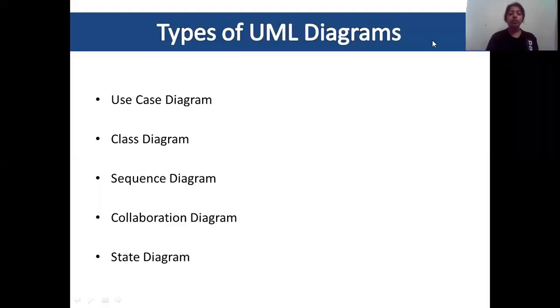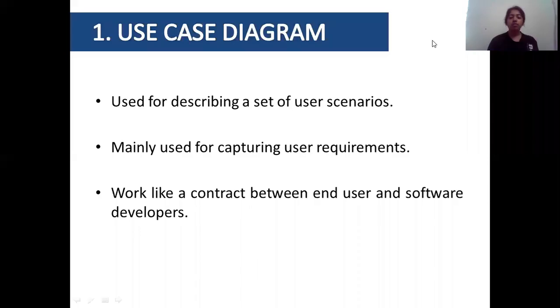So these are the types of UML diagrams I will be explaining one by one with the help of examples. Please note that these are only a subset of all the UML diagrams, but are the ones which are most widely used. So the first one is the use case diagram.